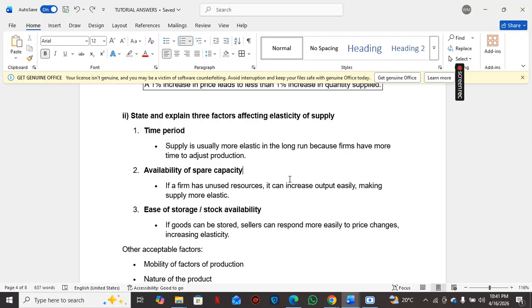Then finally, ease of storage or stock availability. If the goods that you're selling can be stored for very long periods of time, when price increases you can sell most or all of that stock. Therefore, your supply is elastic. But if the goods that you're producing or selling can't be stored, or you don't even have the means to store them, the supply will be inelastic. Meaning, when price increases, you don't have extra stock to put into the market.